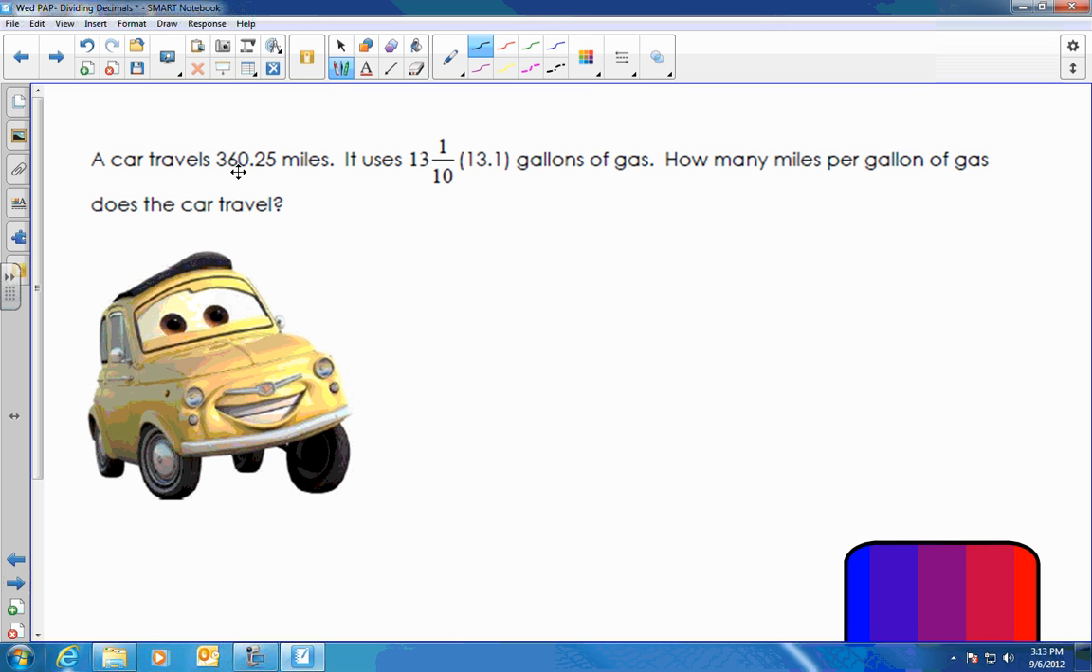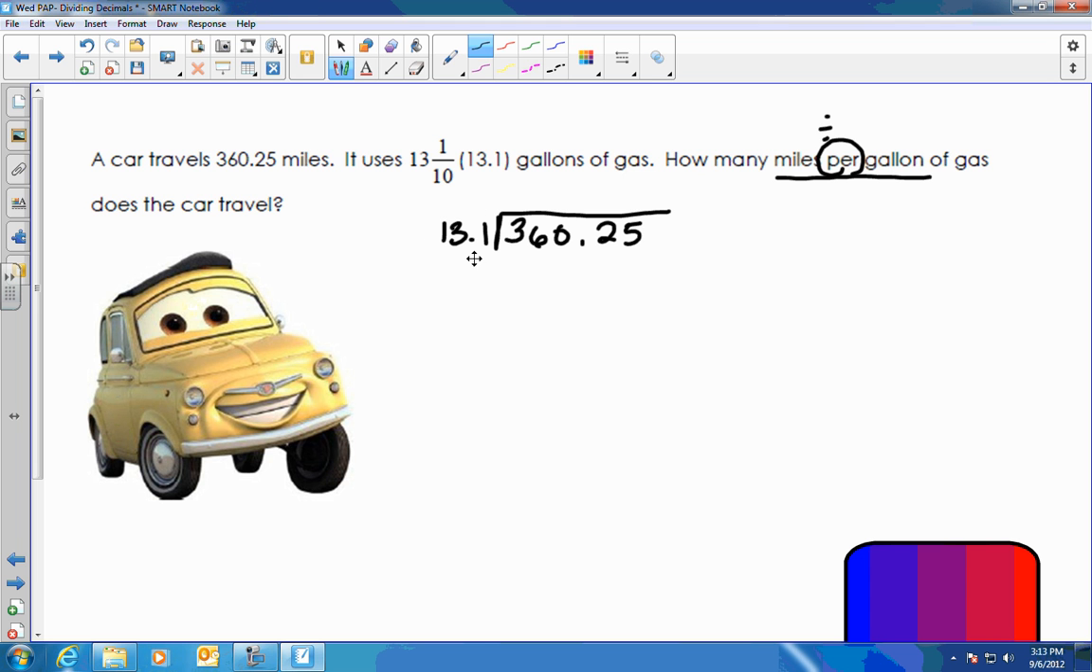So if a car travels 360.25 miles, it uses 13 1/10, which is the same thing as 13.1 gallons of gas. How many miles per gallon of gas does the car travel? So this is miles, this is gallon. Anytime you see that word per, that means divide. So lots of people like to do that. And that tells you that miles goes on top of gallons, or inside, sorry. The miles is what's being divided up.